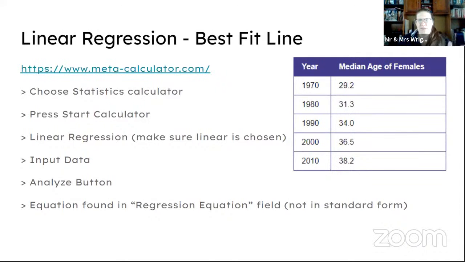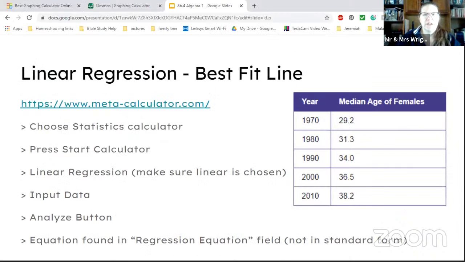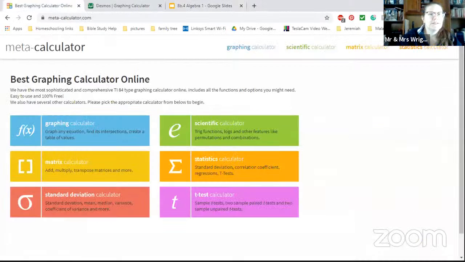That'll probably be faster than doing it this way on the computer, but also when you're taking your tests in school or standardized tests, you will not be able to use a computer, but you are able to use your calculator. So it's important to know how to do it on the calculator as well. Today, we're going to show you how to do it on this Meta Calculator, okay? So here we go, metacalculator.com. I have that up right here.